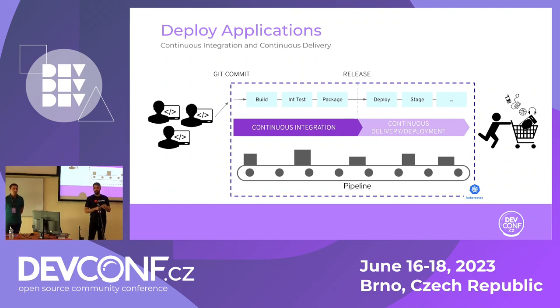After that, you have continuous delivery and continuous deployment. The idea in continuous delivery and deployment is to take this artifact and promote or deploy it in all environments. You have, for example, development, pre-production, production, and the idea is to promote and deploy this artifact in all the environments.